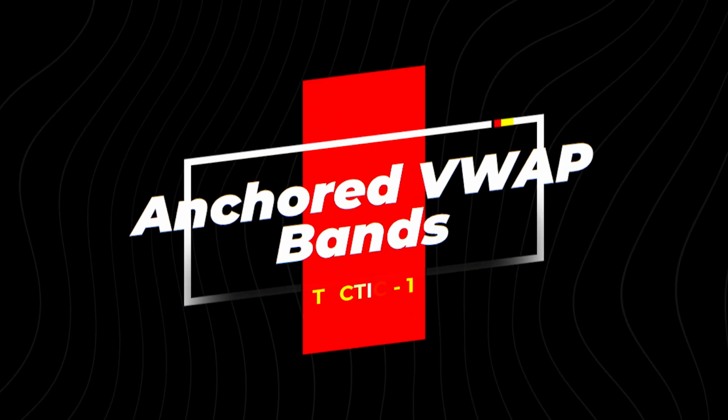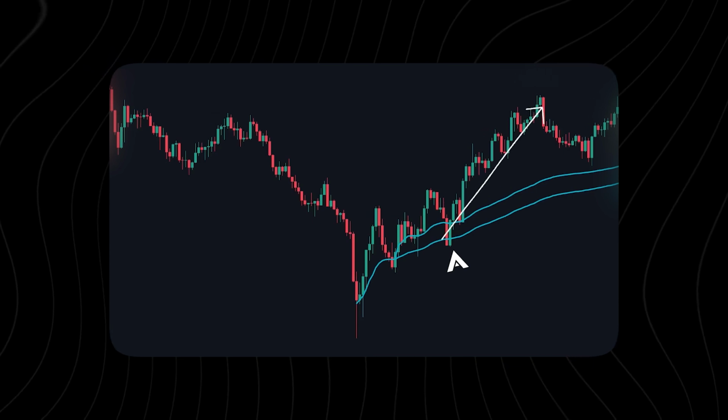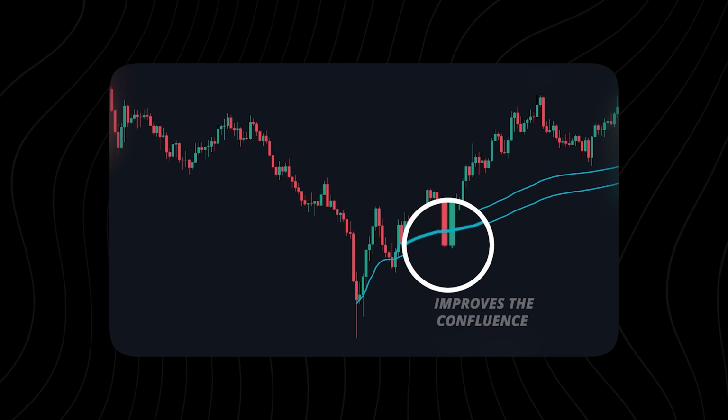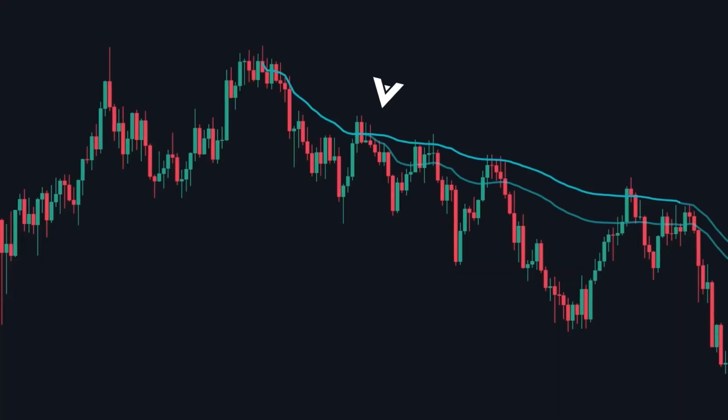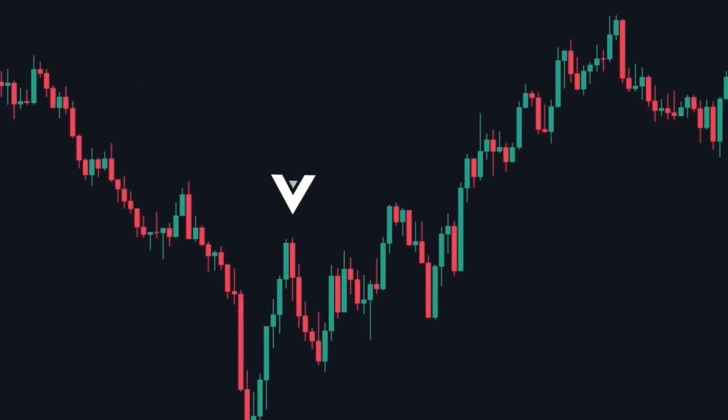Anchored VWAP bands. The anchored VWAP can also be used to form bands, which aid in determining zones of support or resistance instead of utilizing a single line. You can build bands by charting the VWAP at various locations. We initially saw a substantial down move, followed by a stall and the development of a high.